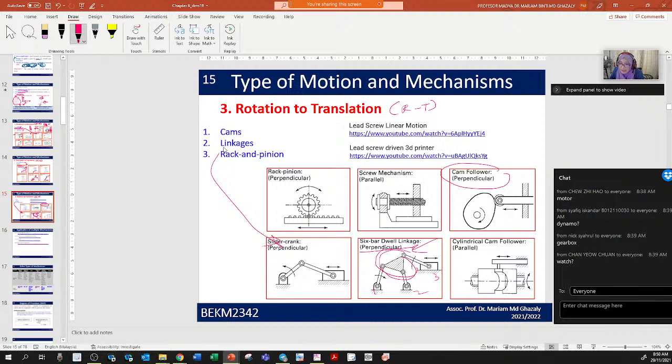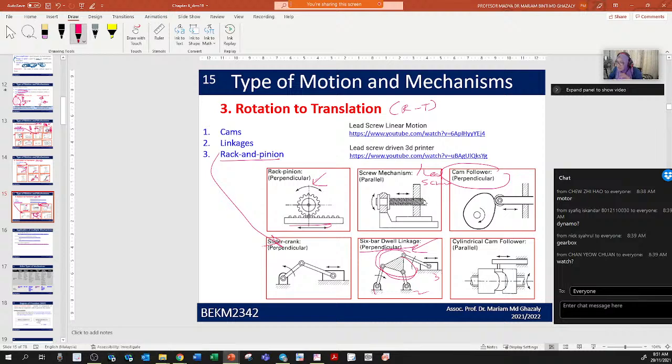And you have the rack and pinion. So this is a rack and pinion, converting from linear to rotation. Also you can use a screw type mechanism, which we call a lead screw or ball screw.